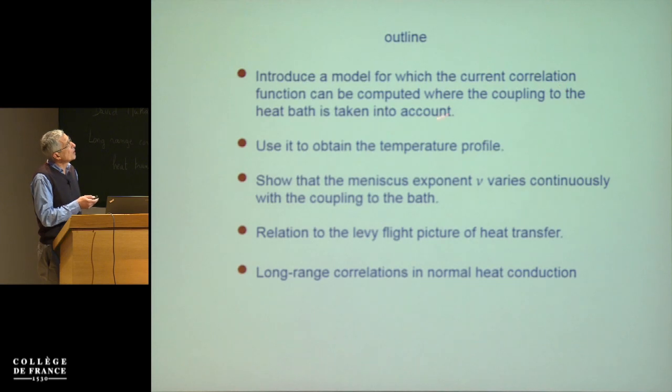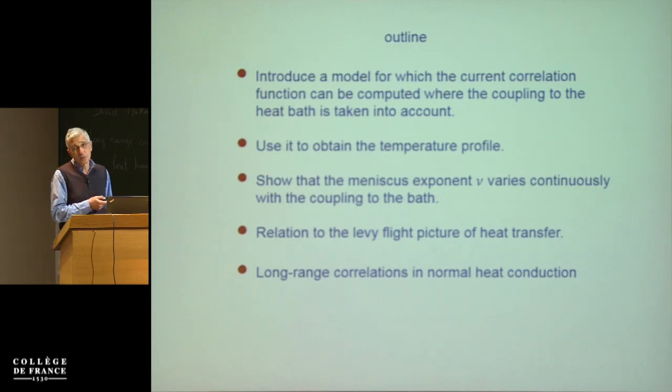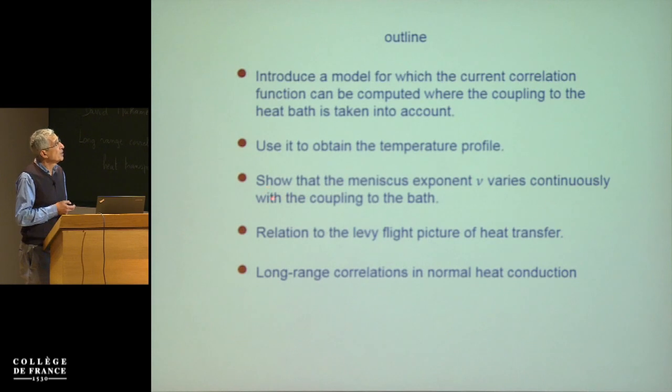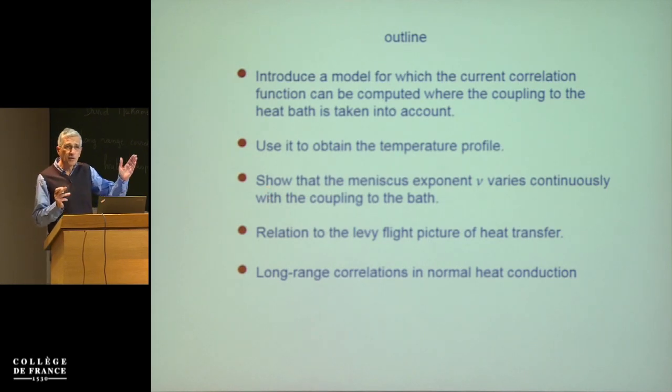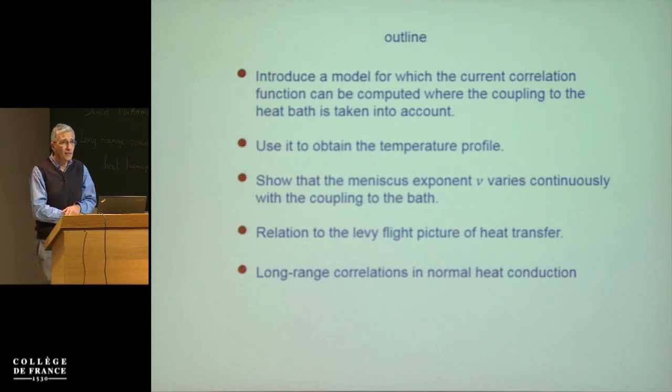For this model, the current correlation function can be computed for a finite system. I will use this to obtain the temperature profile, and show you how it can be obtained. I will show that the meniscus exponent, this exponent nu that shows how dT/dx diverges at the boundary, varies continuously with the coupling to the bath.